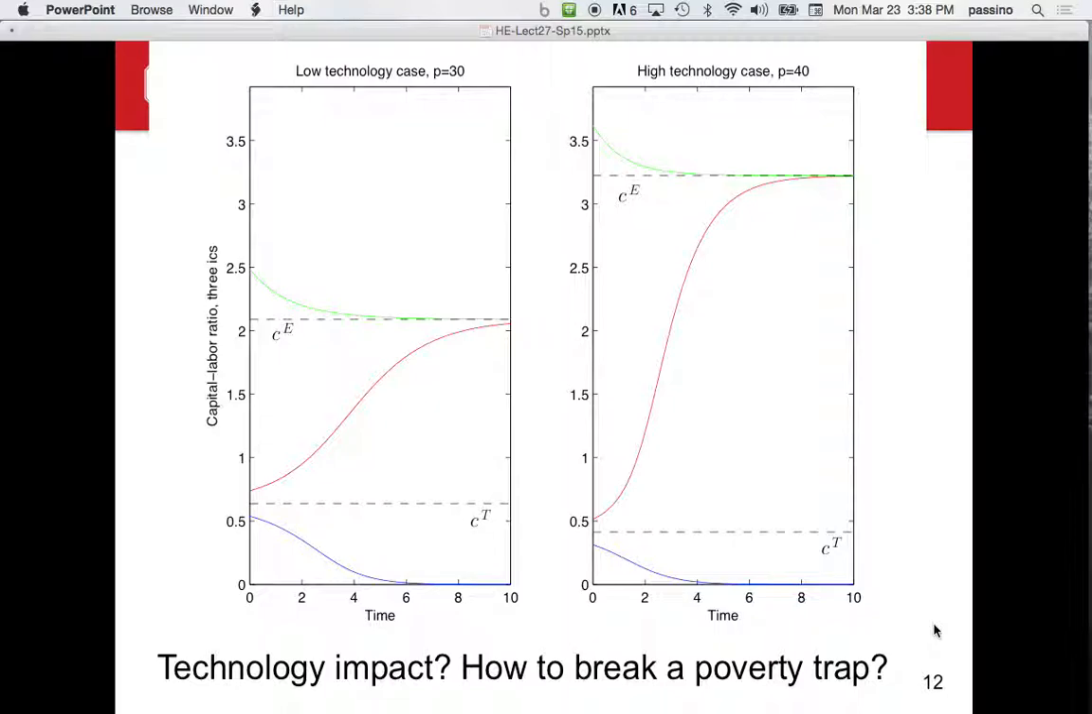And if I start below CT, I get poorer. I start above it, I get richer. If I start too rich, I get poorer. Now, why did I pick CE and CT as the notation? CE is in equilibrium. I could have used U for ultimate wealth, perhaps. But CT is a threshold. So what a development economist calls a poverty trap is defined by being in this region. Technically, that's what they mean. Capital is low enough so that if I start with an initial capital, I'll get poorer, or at least I won't get richer, okay? So this is called the poverty trap.